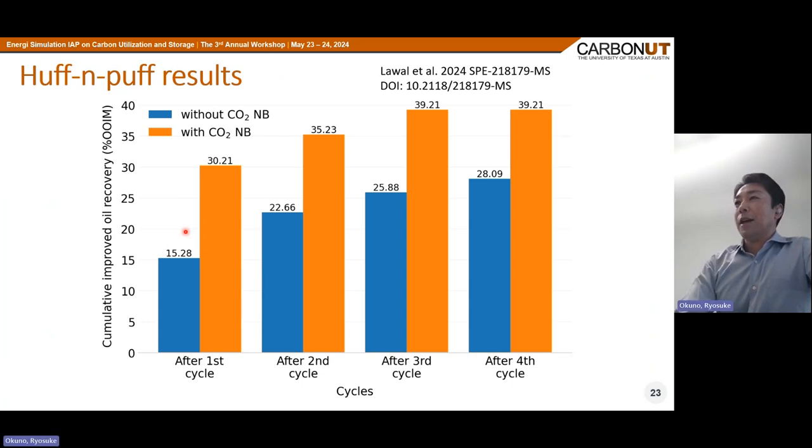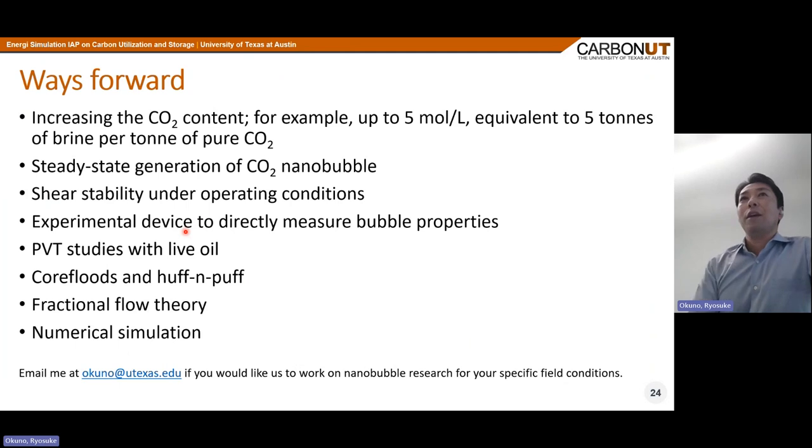There are still many unknowns, but we believe that the enhanced gas content, resulting in CO2 nucleation in the porous media, is one of the major mechanisms that cause this enhanced oil recovery.